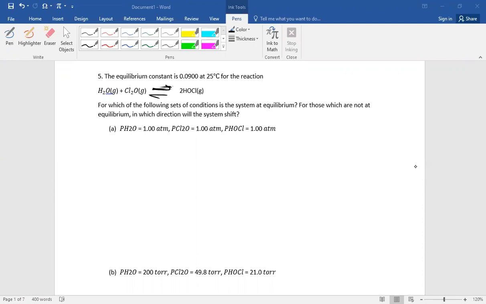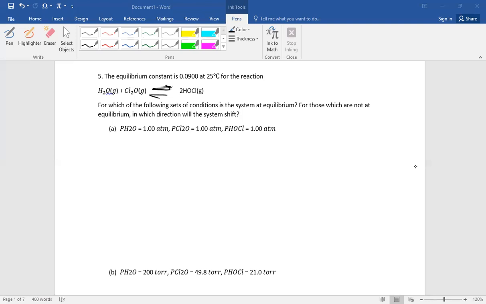In the tutorial sheet we were solving yesterday, that's why we have started from question 5. Question 5 says the equilibrium constant is 0.0900 at 25 degrees Celsius for this reaction here. Now, for which of the following sets of conditions is a system at equilibrium? For those which are not at equilibrium, in which direction will the system shift?